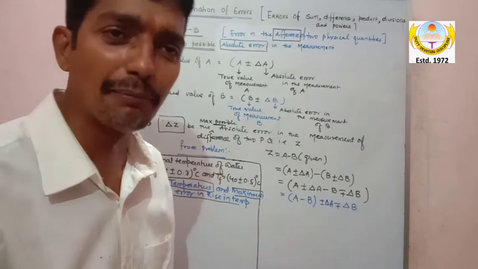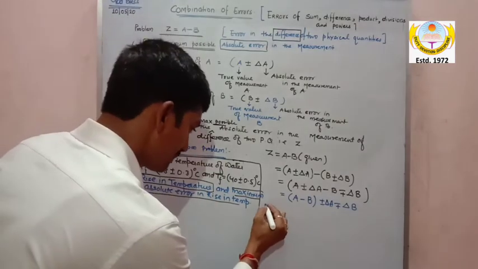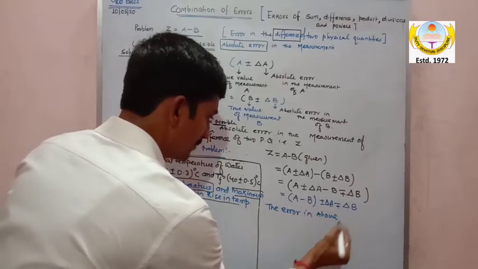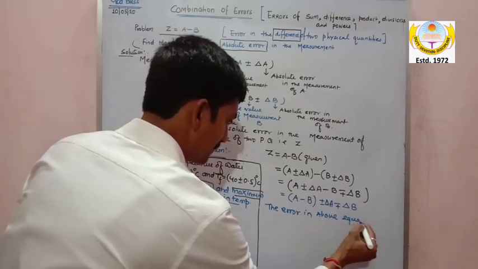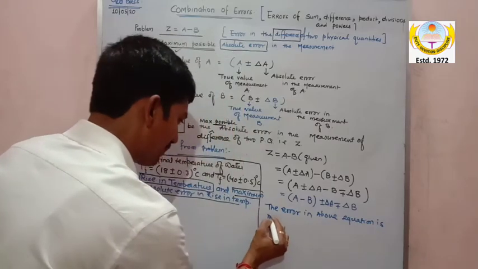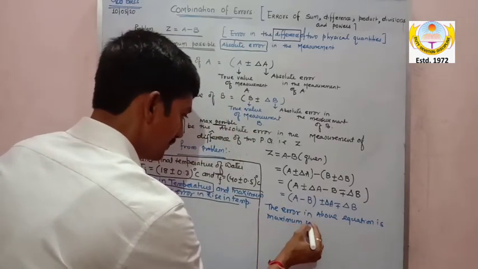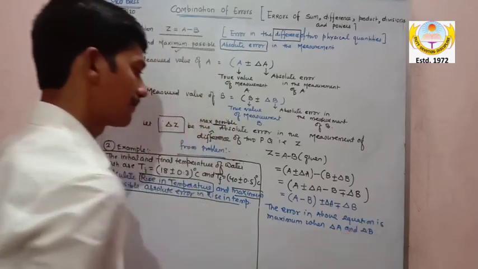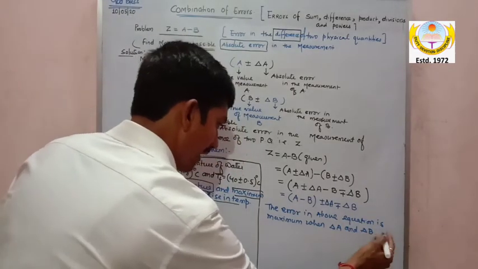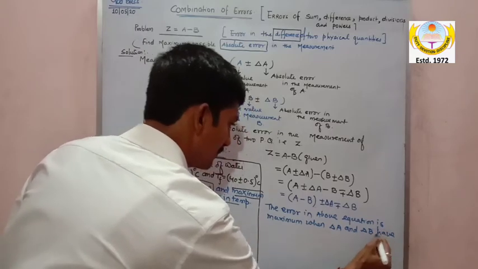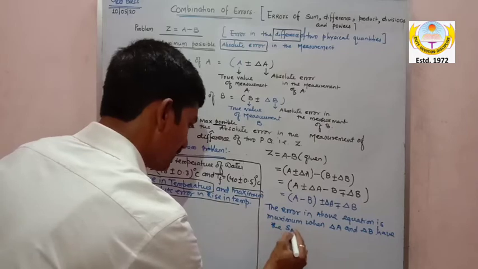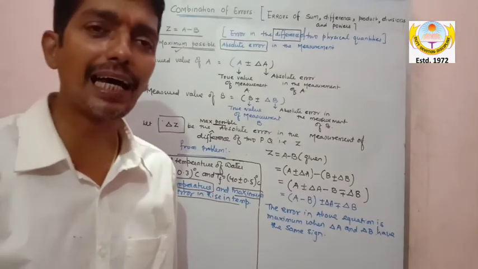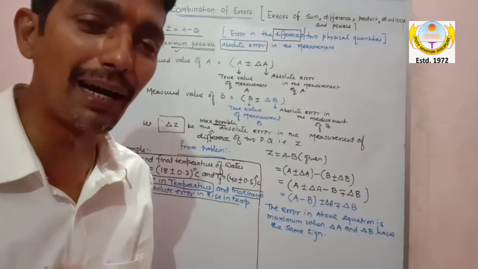So the error in the above equation is maximum when del A and del B have the same sign. Same sign. Have the same sign, my dear.